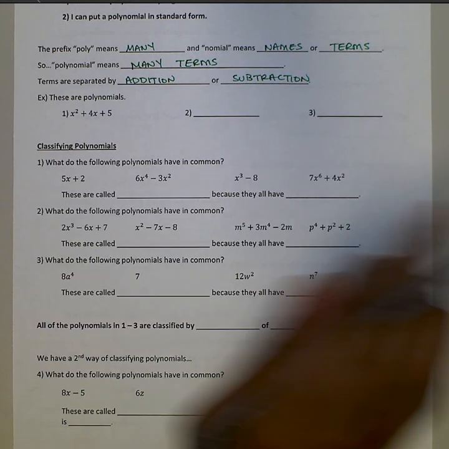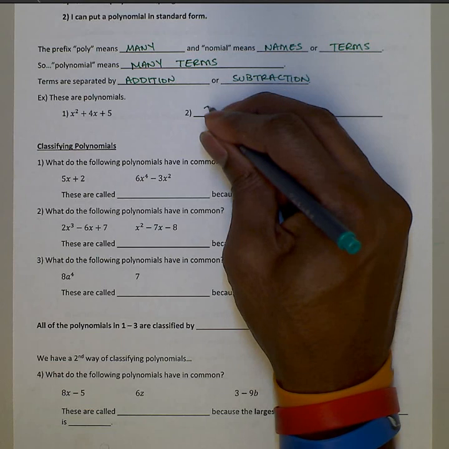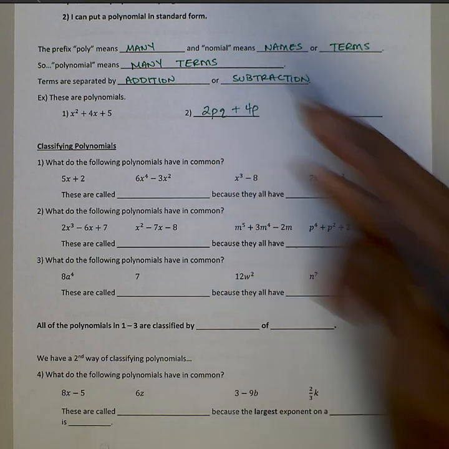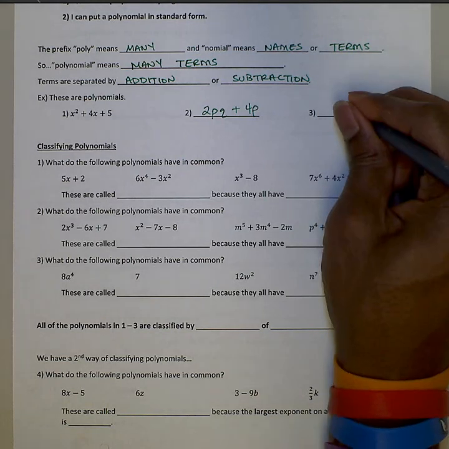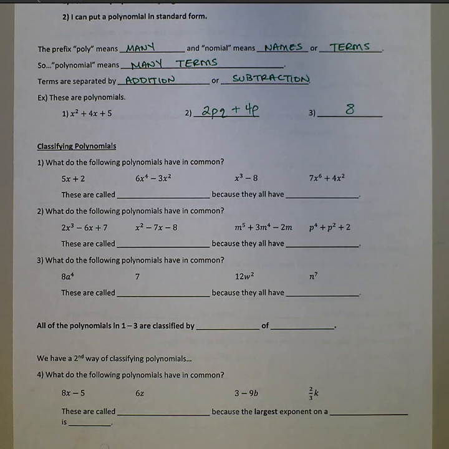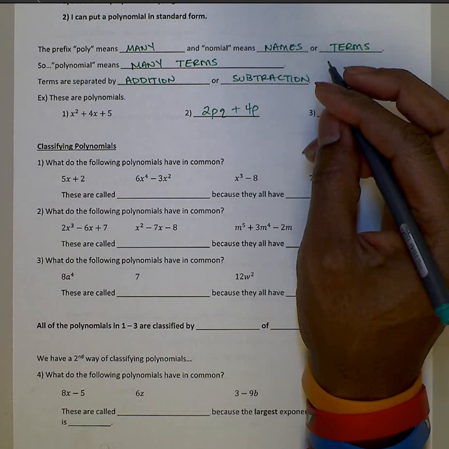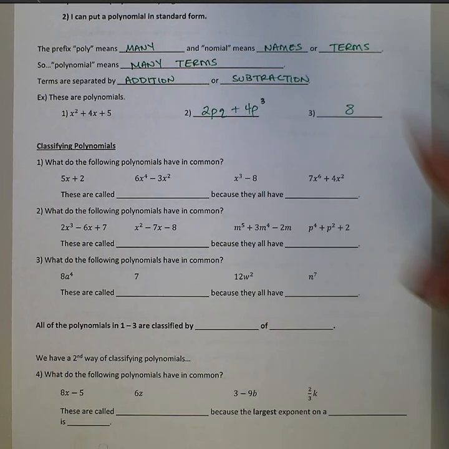So here's some polynomials. We have x squared plus 4x plus 5. Let's see, 2pq plus 4p. Polynomials there, and also 8. That's a polynomial. Okay, and so today we're going to look at how we can identify these different polynomials. Okay, I'm going to say p cubed. Doesn't change it, but at least I have a cube there.